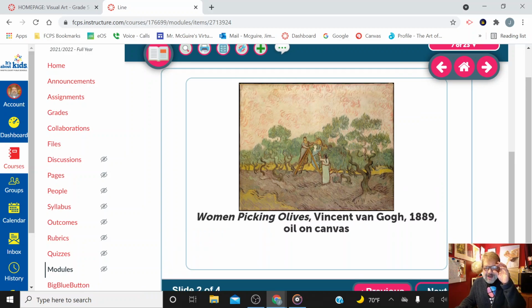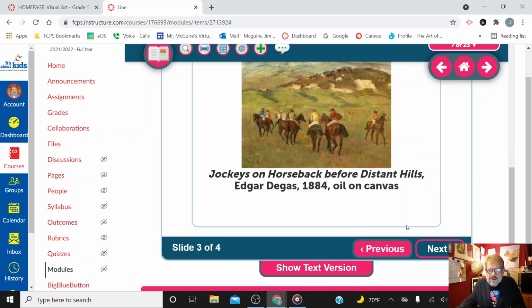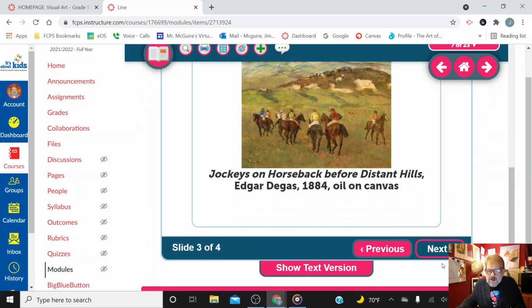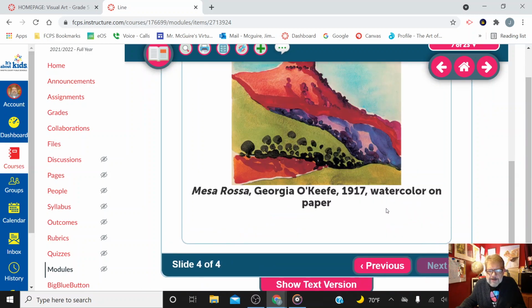Vincent Van Gogh, and I love the way Van Gogh used line. If you've seen the painting Starry Night, you've seen the wavy lines that create the sky and the clouds. And here he's using those same types of lines to create these trees and the grasses. Degas creates these beautiful landscapes with lines, these flowing lines that create the contours of those mountains and the hills in the back.